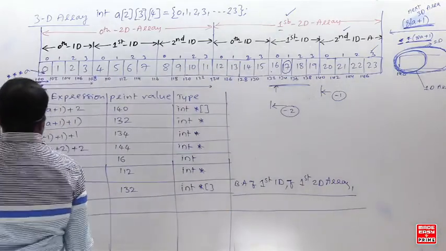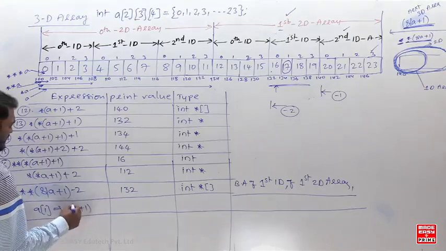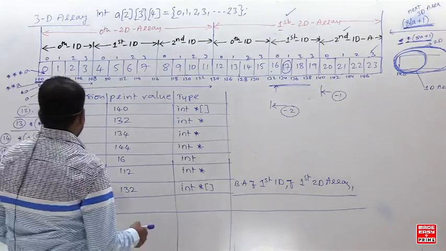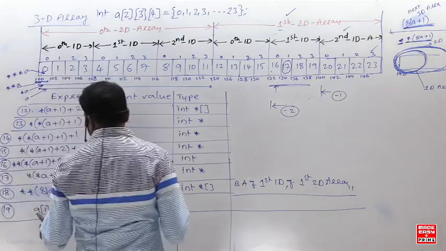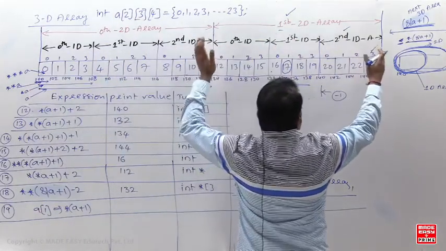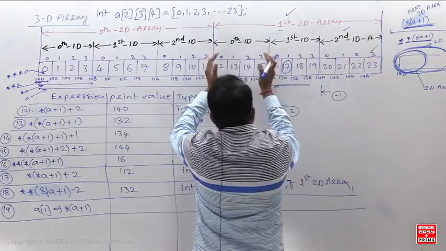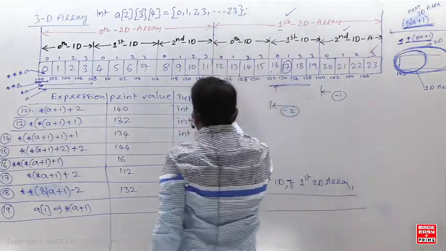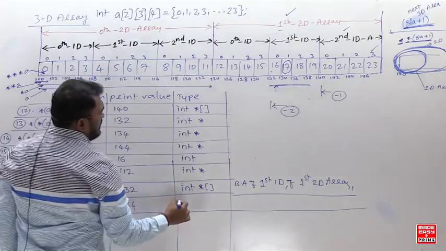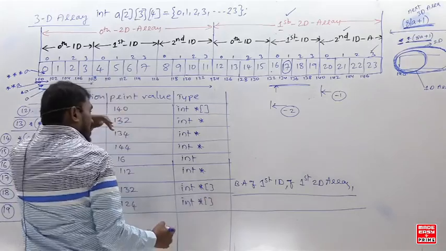Right. So excellent. So this is exactly the same as what? A plus 1 whole star. A plus 1 means this one. Okay, A plus 1 whole star means you are pointing to this. It will print what? 124. Type is what? Int star braces.